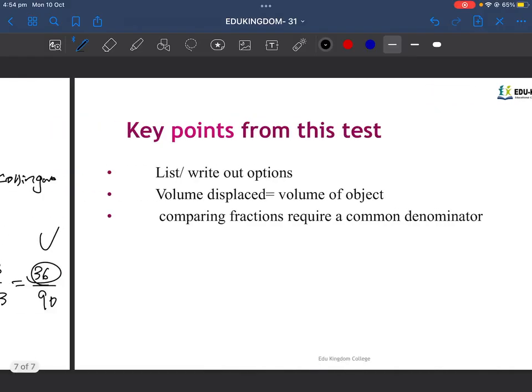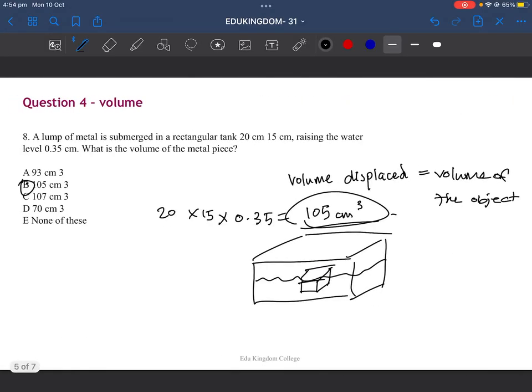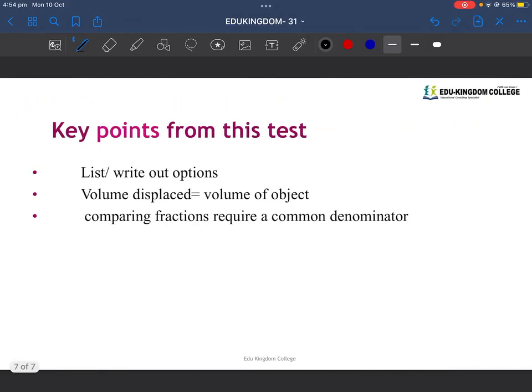Point number 2, volume displaced is volume of the object itself. I went into some detail about why this is the case, but essentially if you remember that however much volume an object takes up in water is how much volume it takes up in normal air as well. As long as you know that, all these sort of questions should be fine.